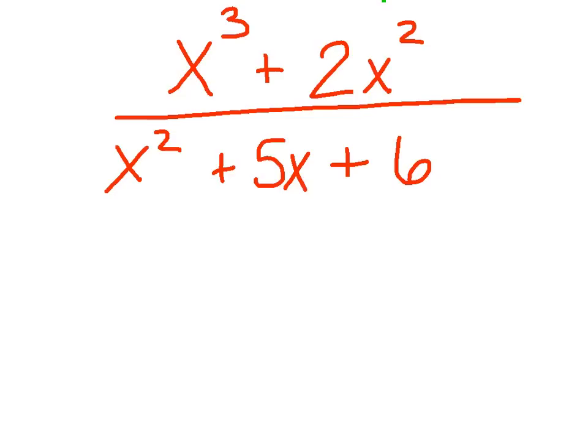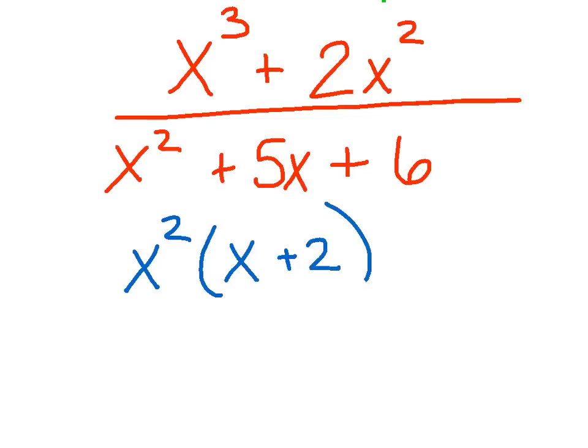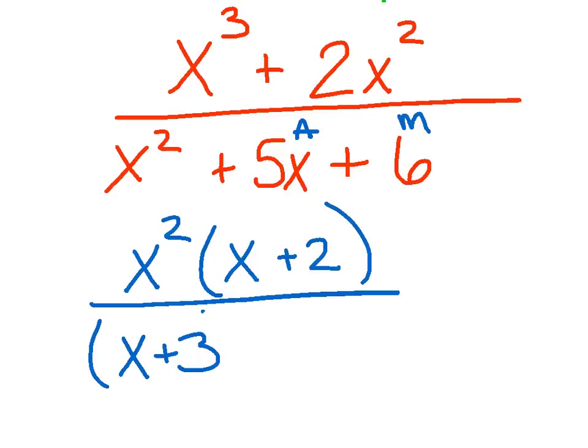Now, remember, I'm not done unless I've factored. So I can't just start canceling x squareds. That's not allowed. I've got to factor first. So on top, I can pull out an x squared, and I've got my x plus 2. And on the bottom, remember this is your add, multiply. I'm going to say x plus 3 and x plus 2. Multiplies to 6, adds to 5.